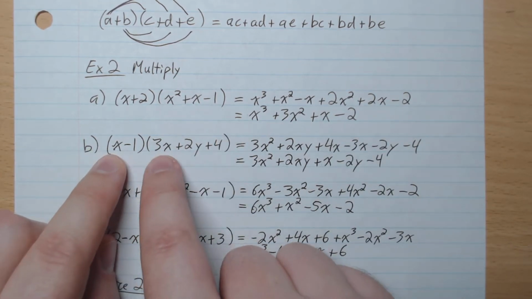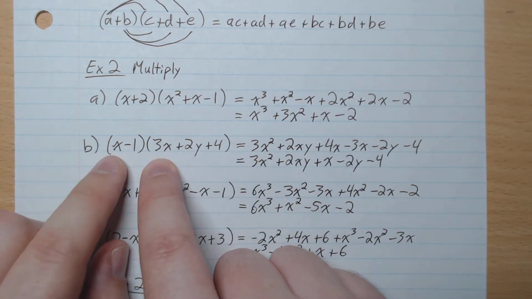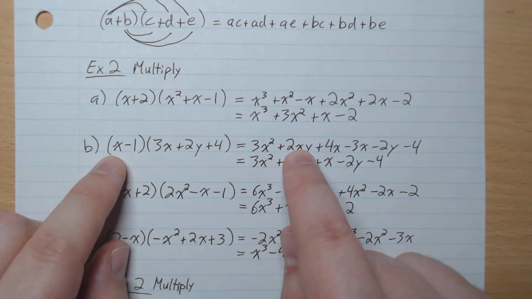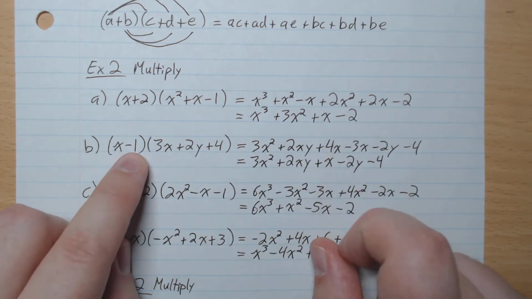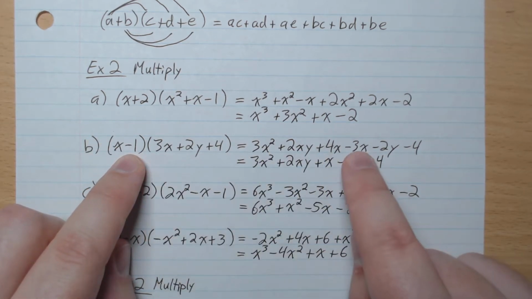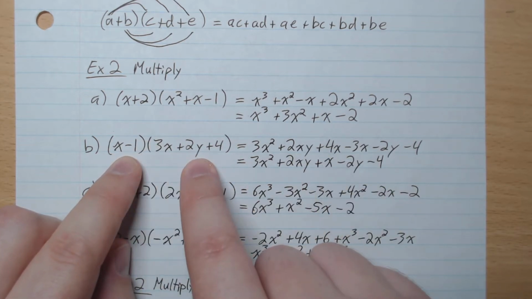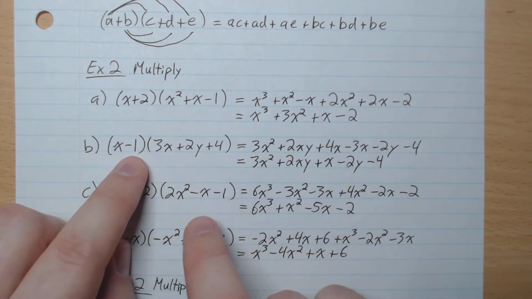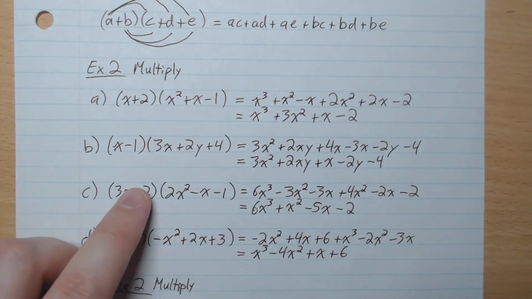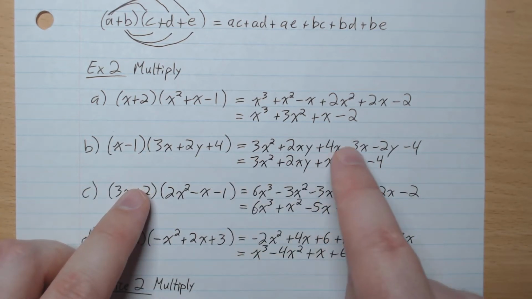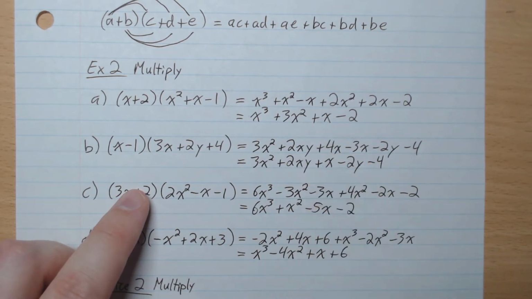Okay, B, x times 3x, 3x squared, x times 2y, 2xy, x times 4, 4x. Move over here, negative 1 times 3x, negative 3x, negative 1 times 2y, negative 2y, and negative 1 times 4, negative 4, like that. And so the only thing that collects together is this 4 minus 3, which gives 1, like that.